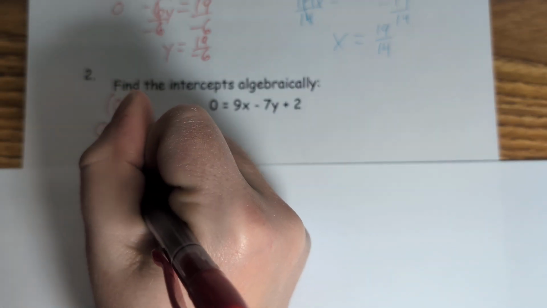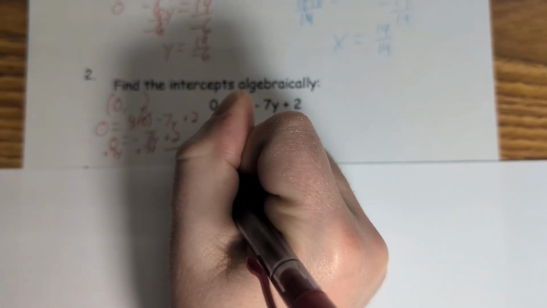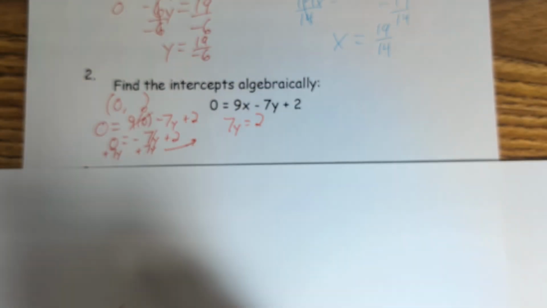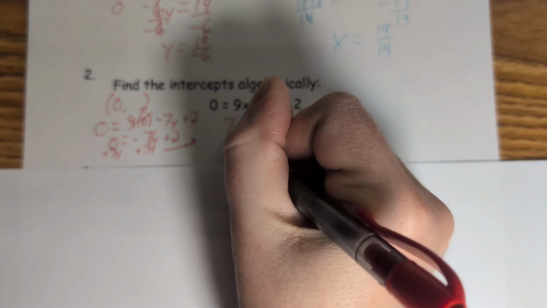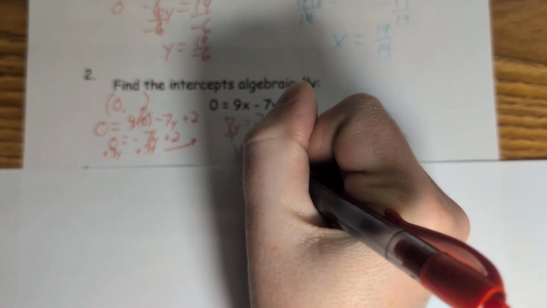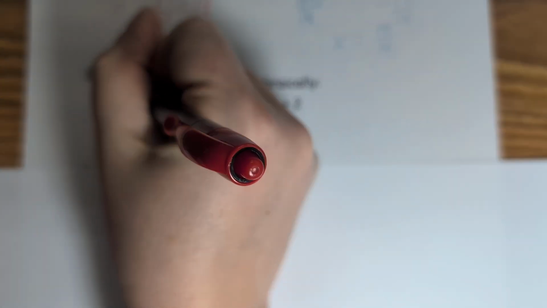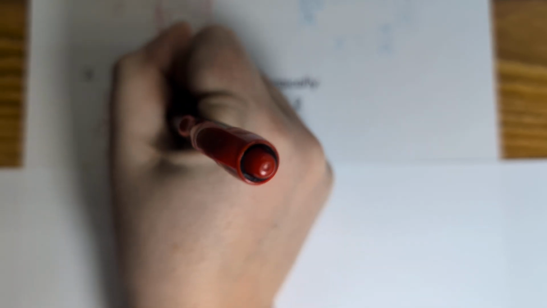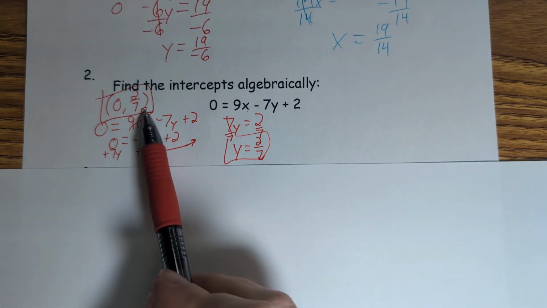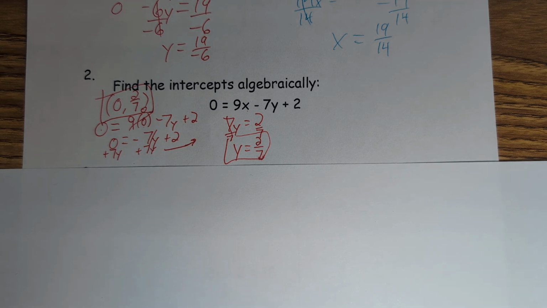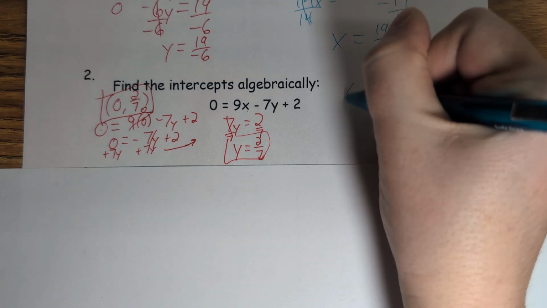So let's see. A few different ways we can do this. I'm going to add 7y to both sides. Bring it over here where I have more room. So that gives me 7y equals 2, which means when I divide both sides by 7, y equals 2 over 7. I'll put that right here. So y equals 2 over 7. This is my y-intercept. I turned x into 0. 2 over 7 is my y. Let's do the other one.